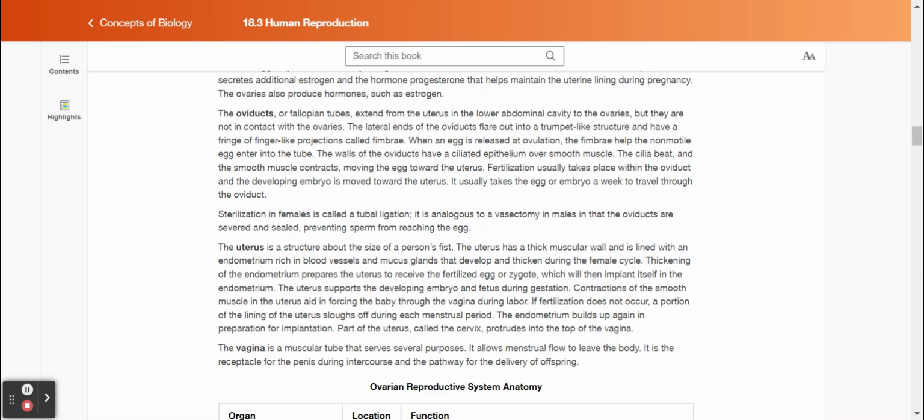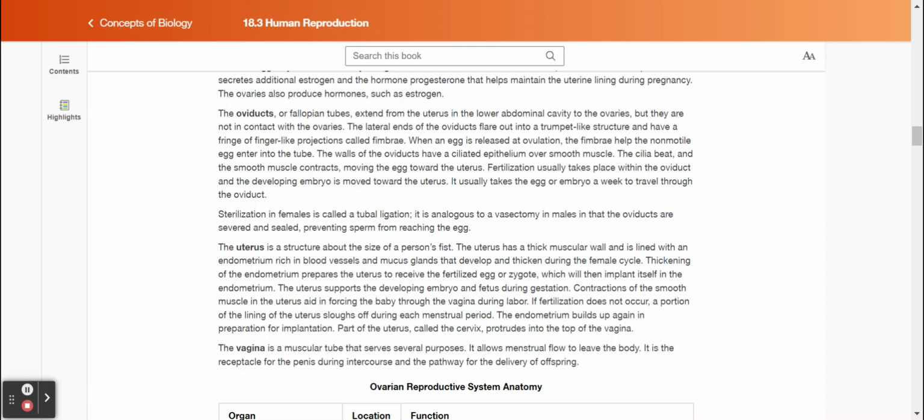The walls of the oviducts have a ciliated epithelium over smooth muscle. The cilia beat and the smooth muscle contracts, moving the egg toward the uterus. Fertilization usually takes place within the oviduct, and the developing embryo is moved toward the uterus. It usually takes the egg or embryo a week to travel through the oviduct.